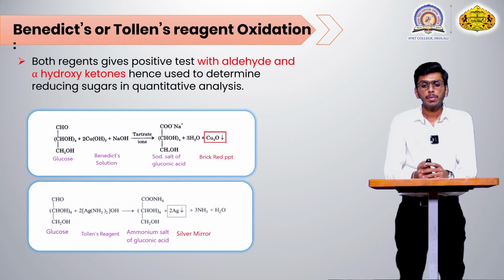The brick red precipitate settles down at the bottom of the test tube on treatment with Benedict's reagent, and the silver mirror is formed on the inside of the test tube, showing a silver mirror like finish. Glucose on reaction with Benedict solution gives us the sodium salt of gluconic acid plus the red precipitate. On the other hand, glucose reaction with Tollens reagent gives us the ammonium salt of gluconic acid and a silver mirror.